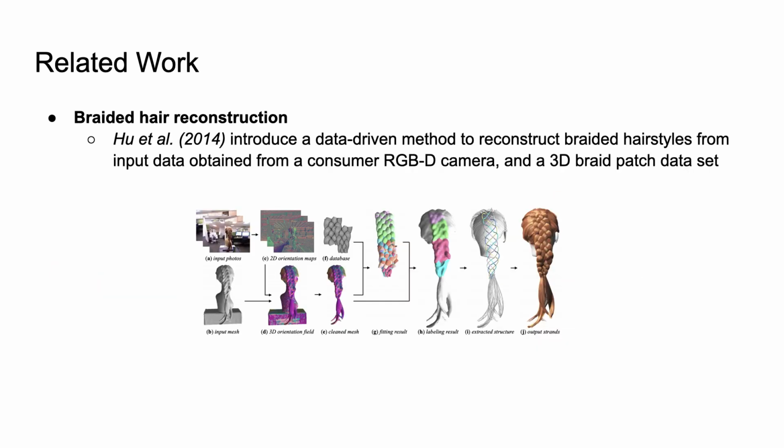Hu et al. introduced a data-driven method to reconstruct braided hairstyles from input data obtained from a consumer RGB camera and a 3D braid patch dataset. However, the quality of the captured multiple hair images and the 3D hair point clouds has a great impact on the effectiveness of the method and the quality of the reconstruction results. In addition, the scale of the example patches in the dataset also affects the accuracy of the reconstruction and the computation time for patch matching.